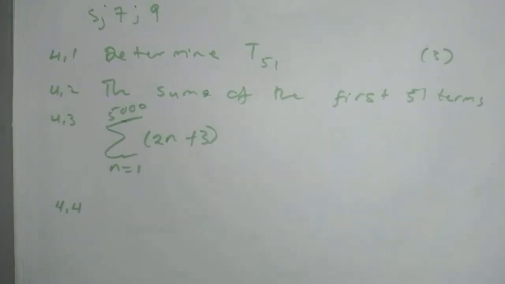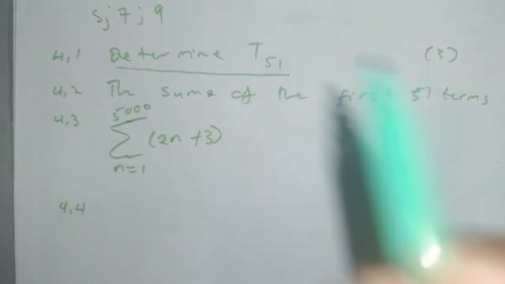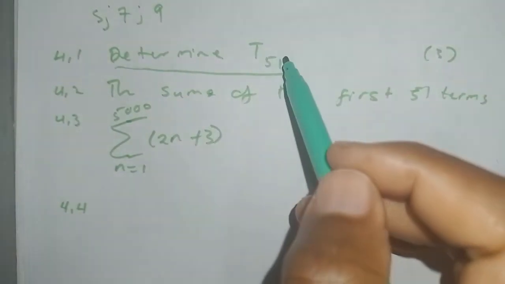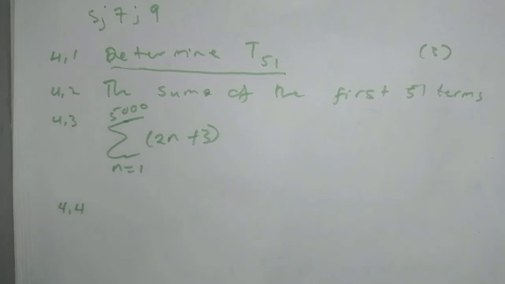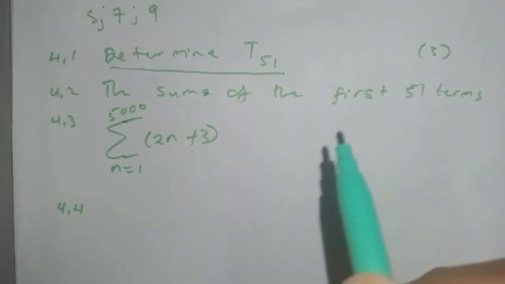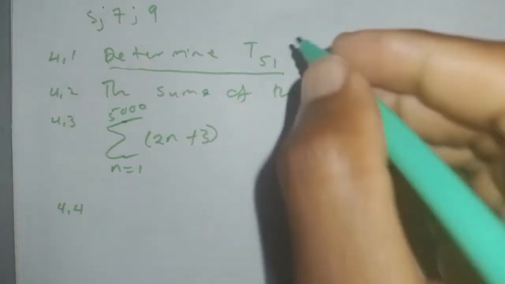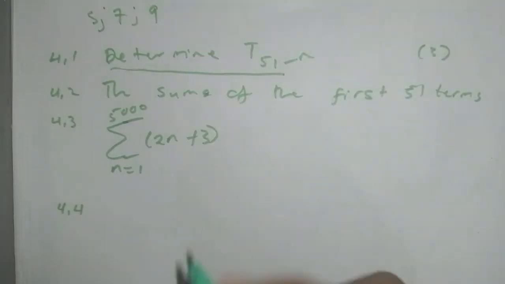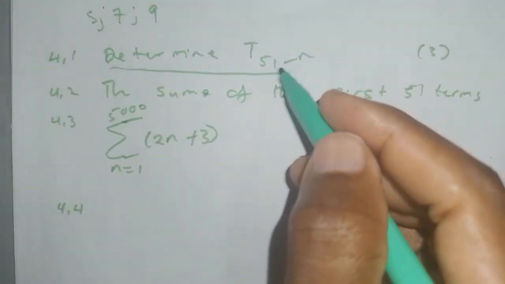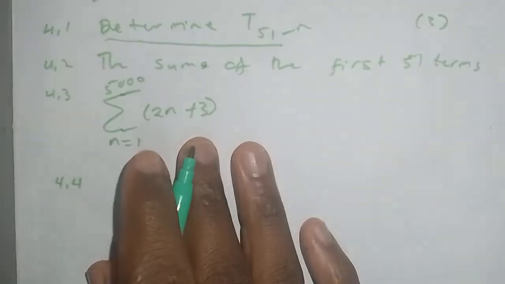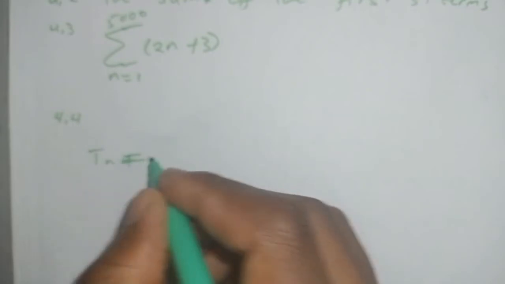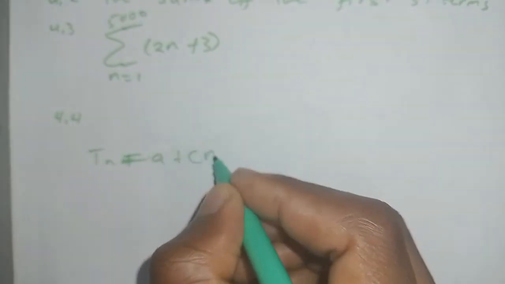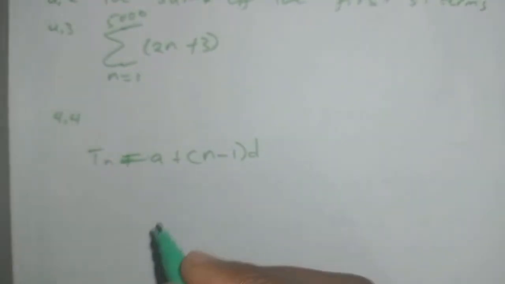Okay, now we need to determine T51. We know that 51 is the position of the term in the sequence. Therefore, 51 represents the value of n. But this is a linear pattern. We need to write it as Tn equals A plus (n minus 1) D.